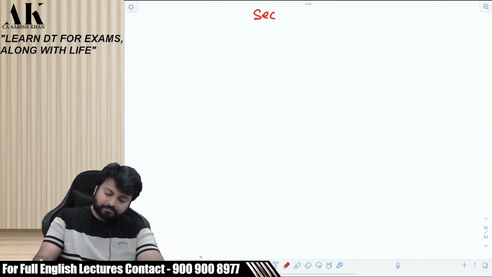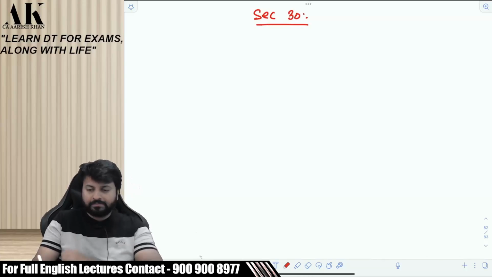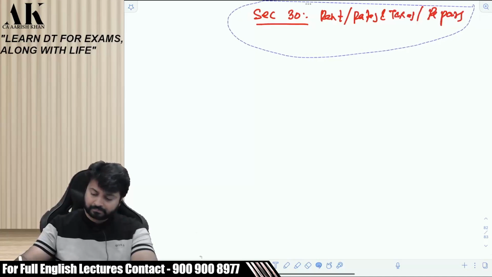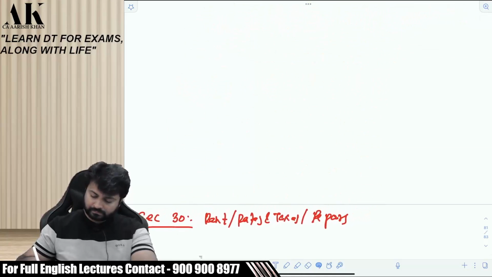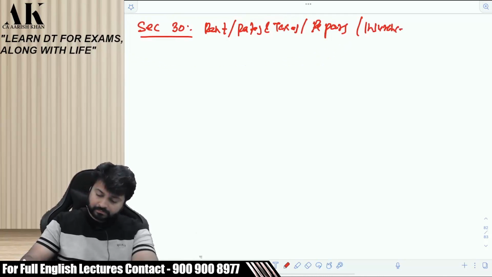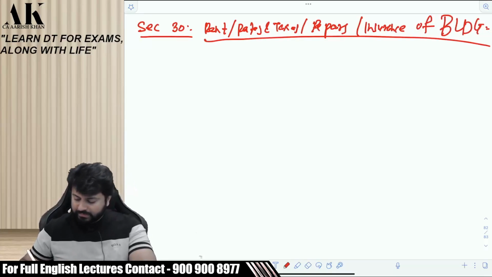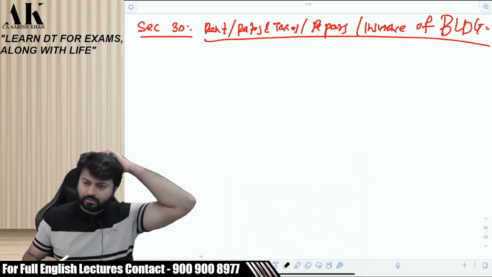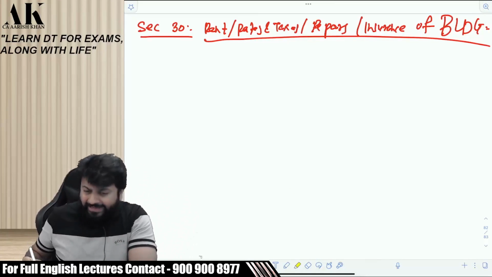Section 30. It talks about what? Pay attention, please. It talks about rent, rates and taxes, repairs, insurance of building. Listen carefully, all of you, please pay absolute attention. The highlighting point over here is building.